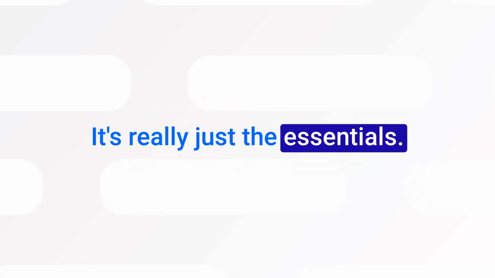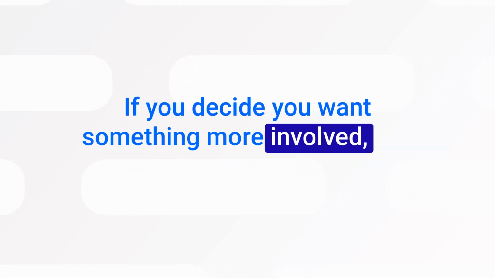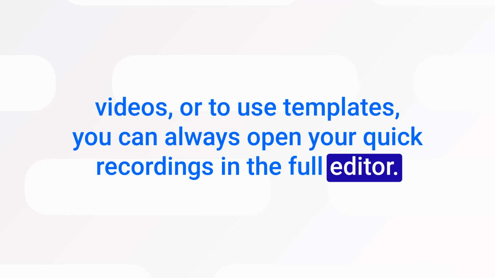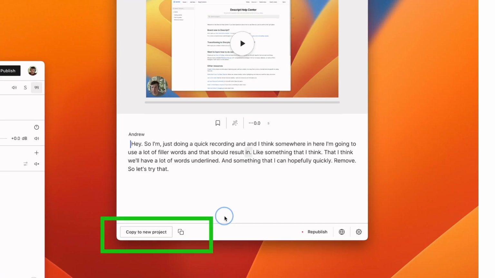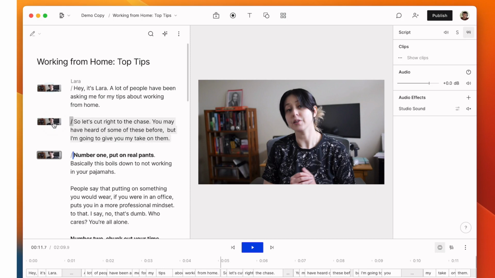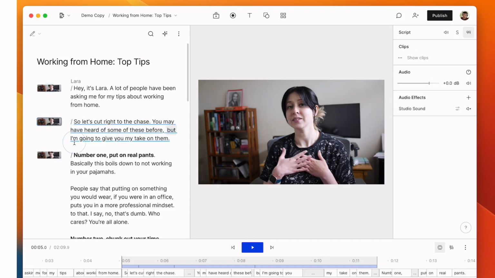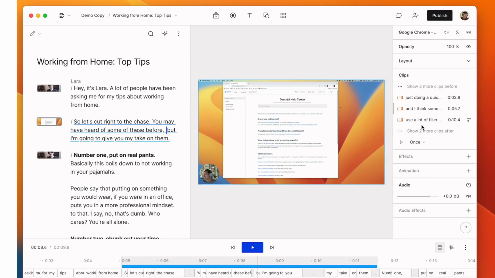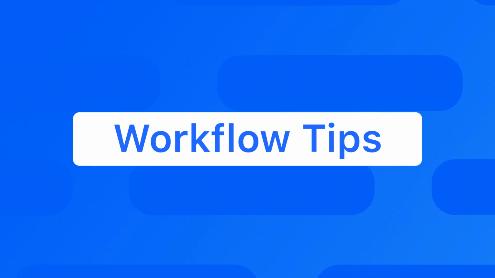It's really just the essentials. If you decide you want something more involved, like to stitch together multiple videos or to use templates, you can always open your quick recordings in the full editor. You can do that by either clicking this button to copy it over to a new project, or this is really cool, use this button to copy your quick recording to your clipboard, and then you can paste it on a scene over top some other voiceover. I'm using that technique a lot to make this video. All right, so that's an overview of the Quick Editor.